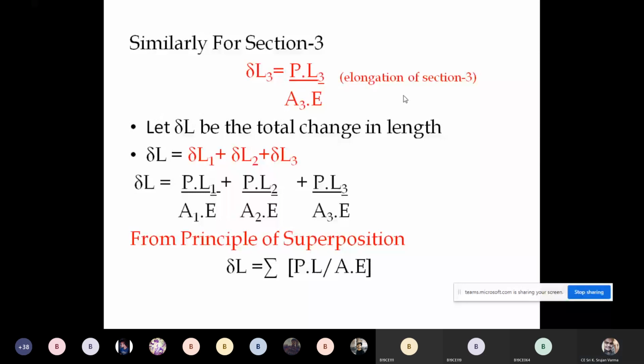Or P divided by cross-sectional areas, or P will be constant. L1 by A1E1, L2 by A2E2, and L3 by A3E3 will be taken out separately. So this formula is very important. Please make a note of this formula.